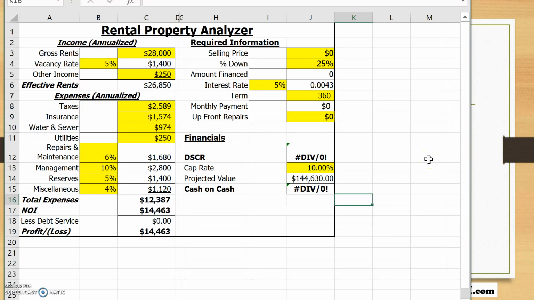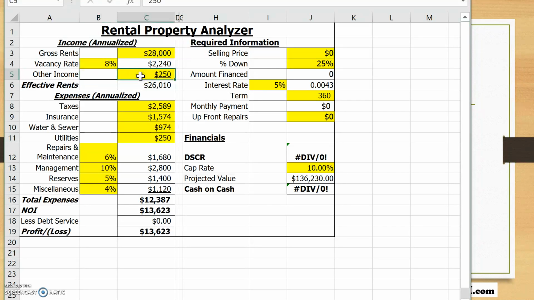So this is the actual spreadsheet that I use most of the time to analyze deals. Let's just start punching numbers in here, start down the left side, all the yellow boxes. Let's say the gross rent is $28,000 a year. And vacancy rate, it's important you put the correct vacancy rate in here. Do a little bit of research because it has a significant effect on your return. Let's say this market has an 8% vacancy rate.